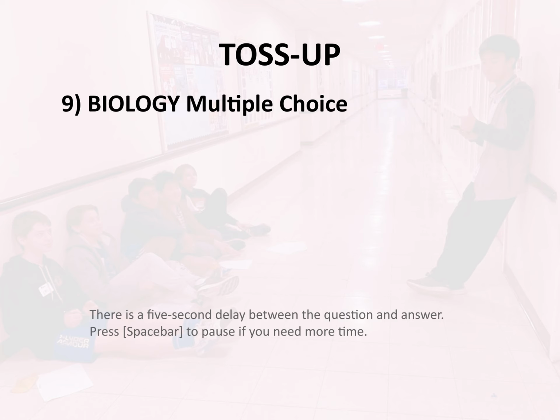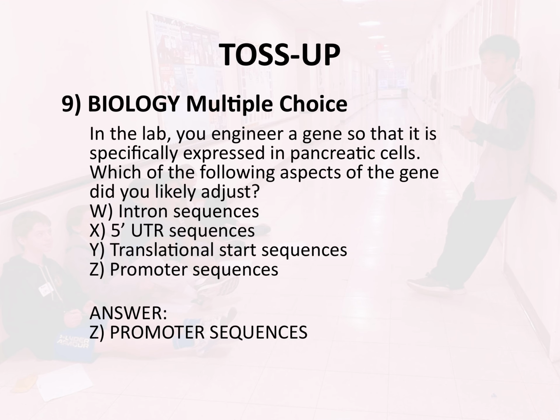Toss-up 9. Biology. Multiple choice. In the lab, you engineer a gene so that it is specifically expressed in pancreatic cells. Which of the following aspects of the gene did you likely adjust? W. Intron sequences, X. 5' UTR sequences, Y. Translational start sequences, Z. Promoter sequences. Answer. Z. Promoter sequences.